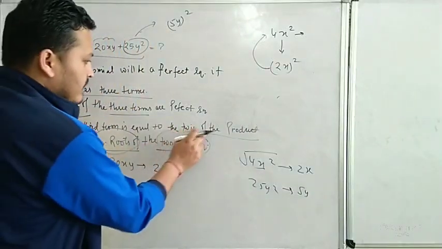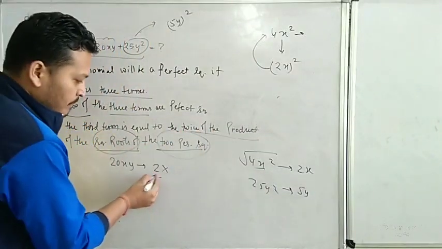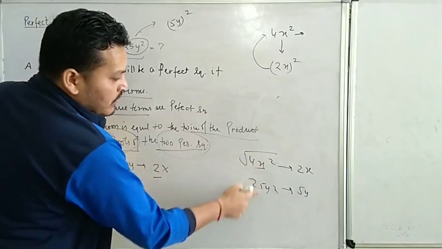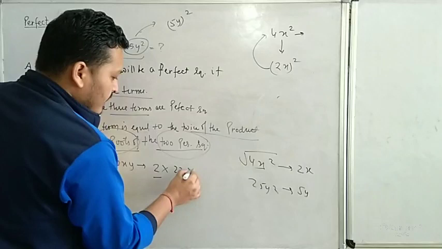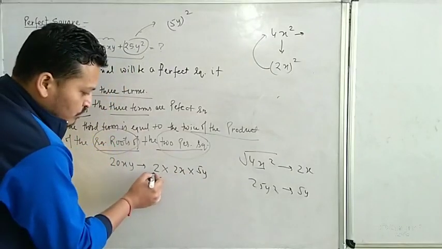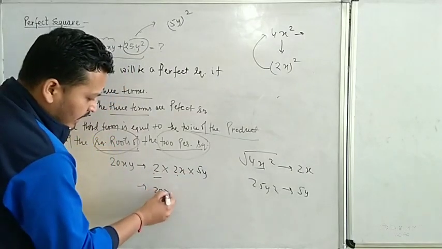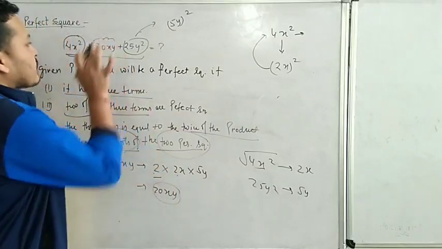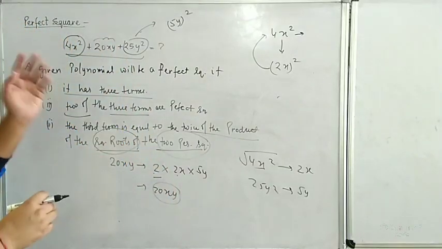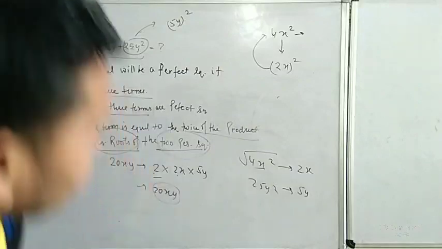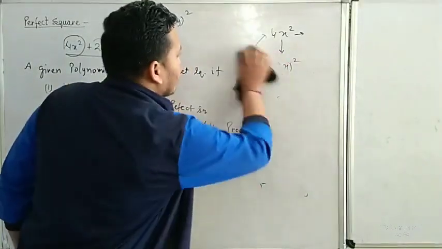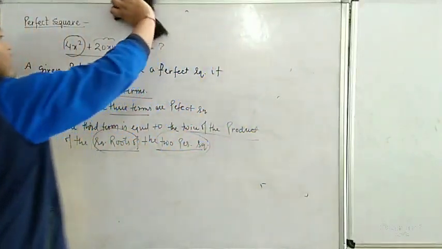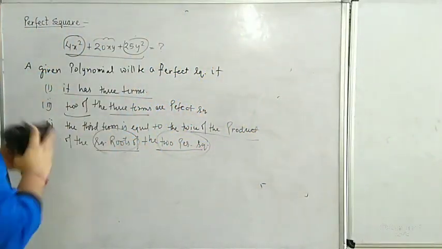So then, by the condition, twice the product of the square roots is 2 into 2x into 5y. तो check it, 2 2 जा 4 और 4 5 जा 20xy. तो क्या ये बन रहा 20xy? Yes sir. Okay, so these are the three conditions to identify whether any given expression is a perfect square or not. कोई भी given expression perfect है या नहीं उसको identify करने के लिए तीन condition होनी चाहिए.